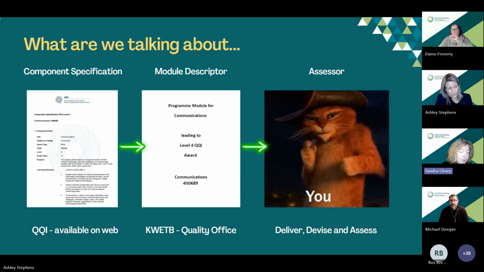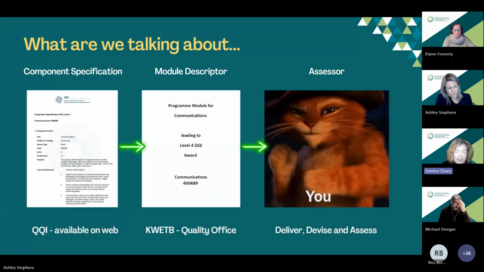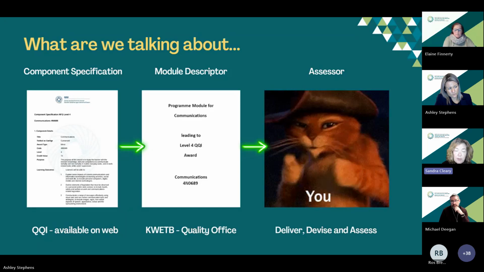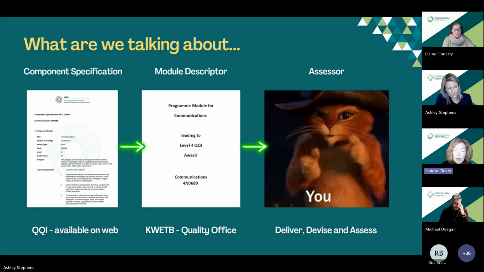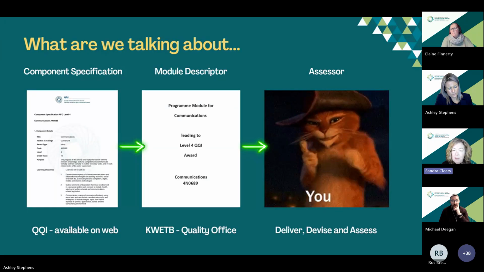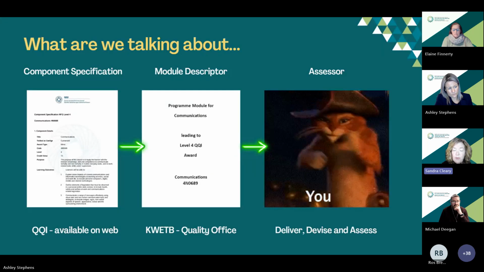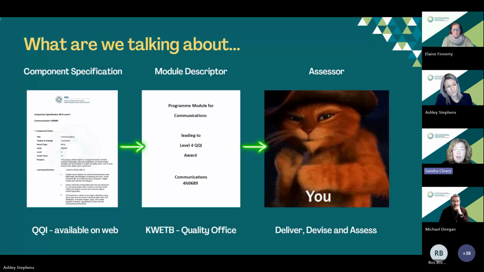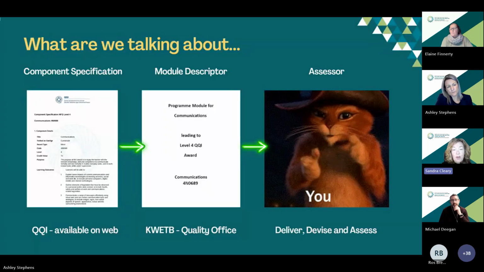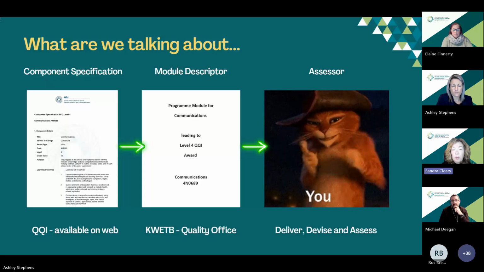In the document folder, you must upload the component spec, which, as Ashley said, is available on the QQI website. You must upload the module descriptor. Make sure that it is the current up-to-date module descriptor. You can remove the logos to minimize content across the ePortfolio. And especially important now with our new CAS Revise modules, that if you are delivering the new version of communications, that new module descriptor is uploaded.